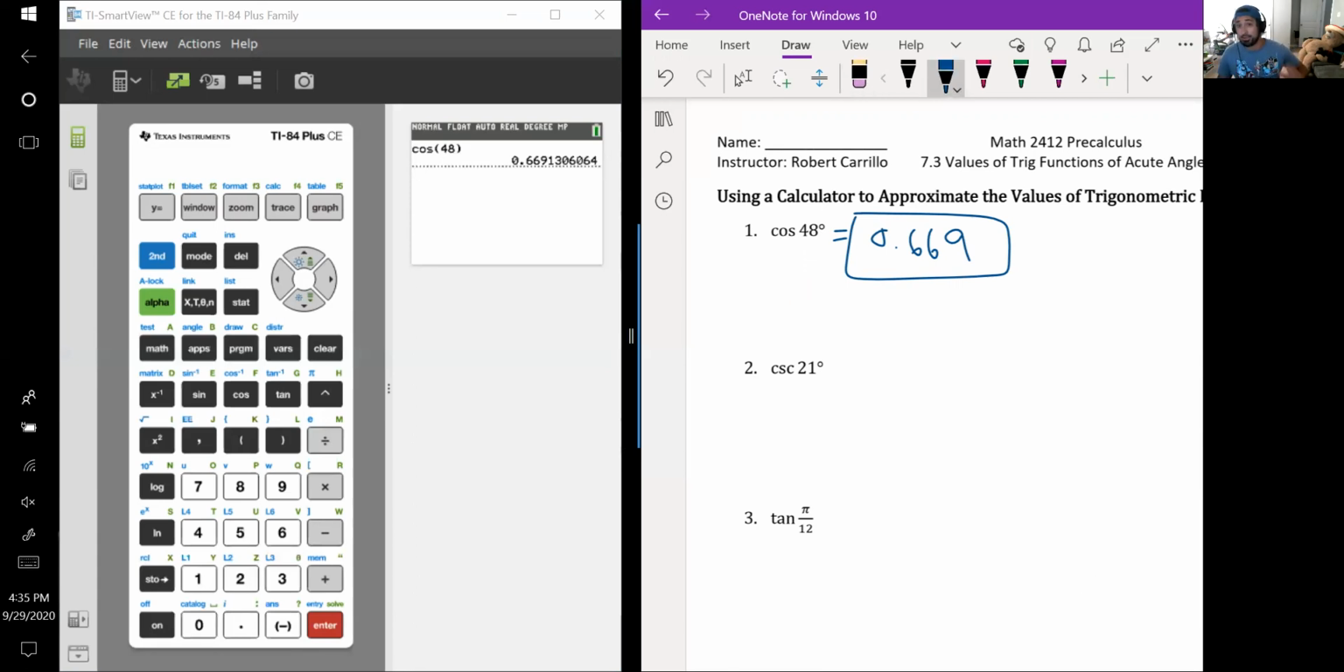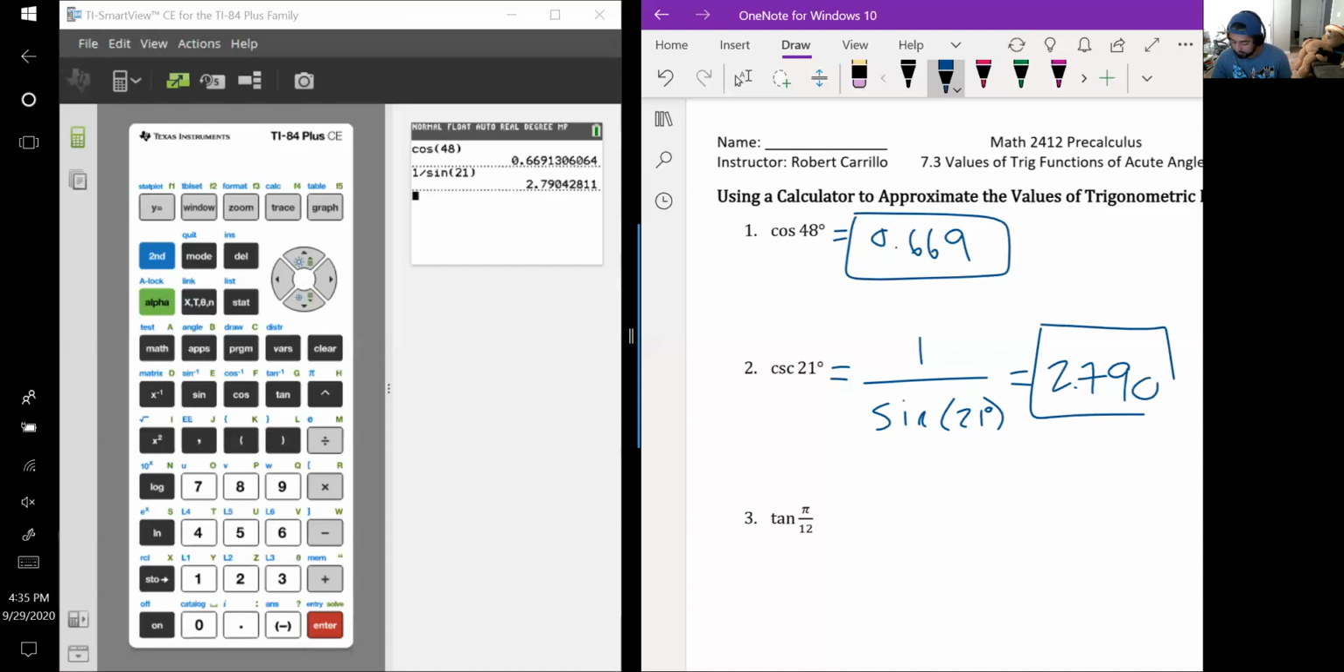And then cosecant of 21 degrees. So notice how this calculator and your blue calculator do not have cosecant. This is where reciprocal identities come in handy. Remember, the reciprocal of cosecant is 1 over sine. So to type this in your calculator, you're going to have to write it as 1 divided by the sine of 21. So I'll just type it in here. 1 divided by the sine of 21. That's it. And hit enter. That's the same as cosecant. And you get 2.790. 3 decimal places. Sure.